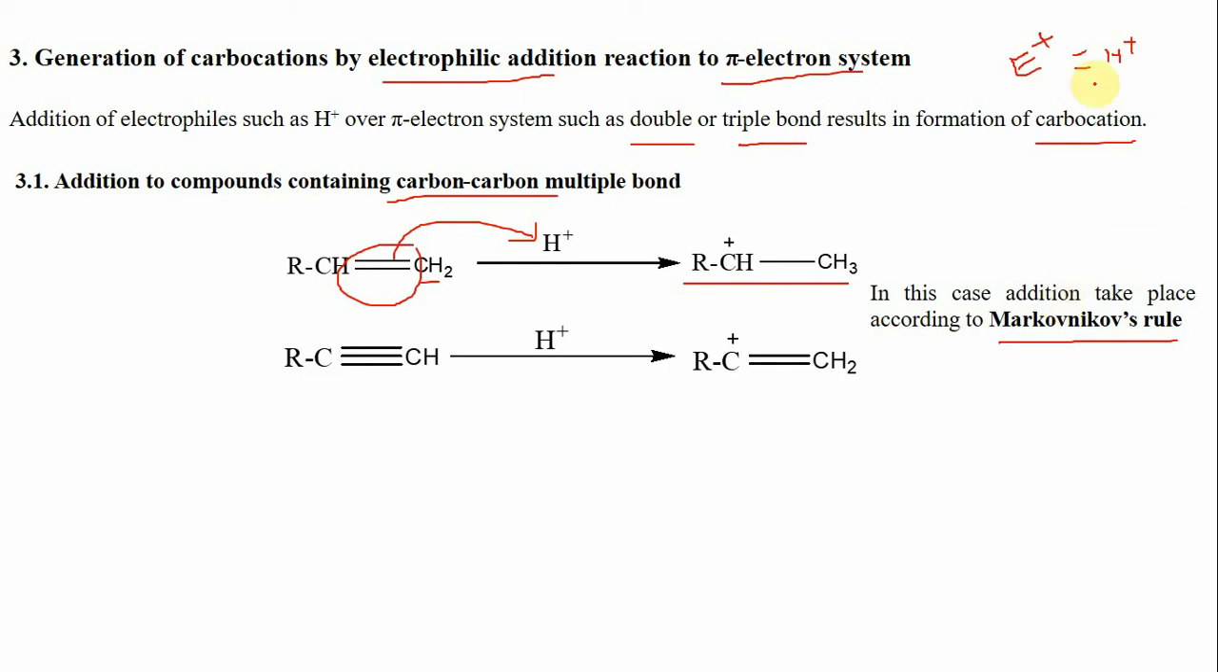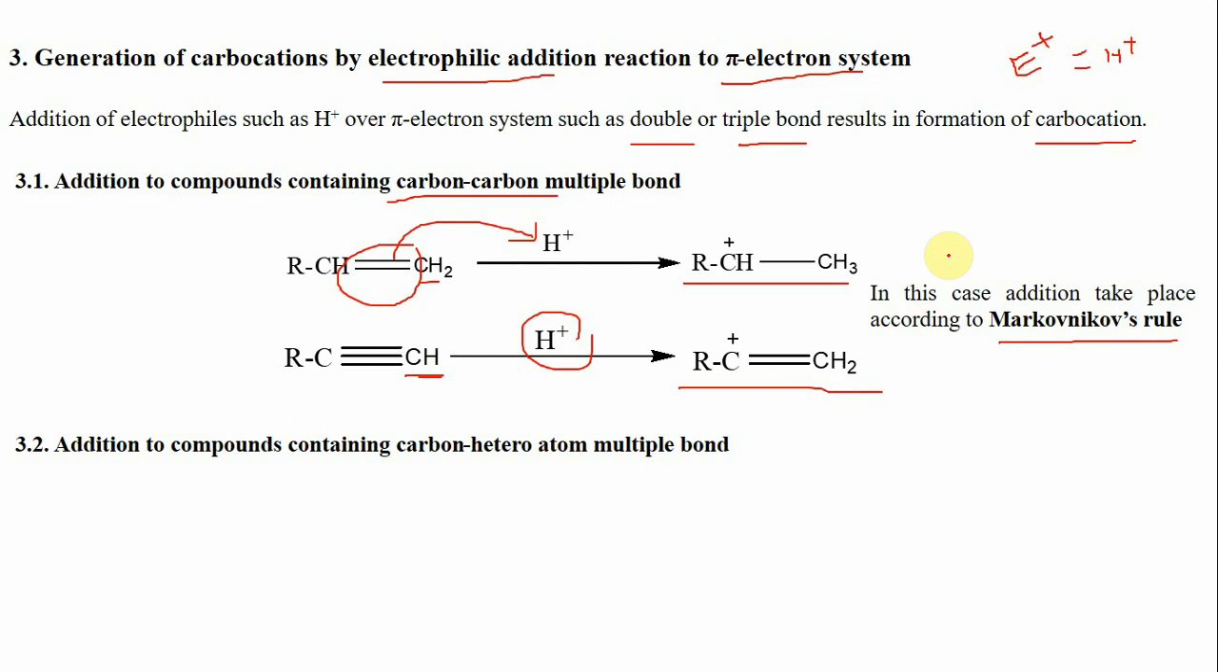Similarly, addition of an electrophile can also be carried out over a triple bond. Again here also addition takes place according to Markovnikov's rule, and this H plus ion goes to the terminal carbon that has more hydrogens to give a more stable carbocation.